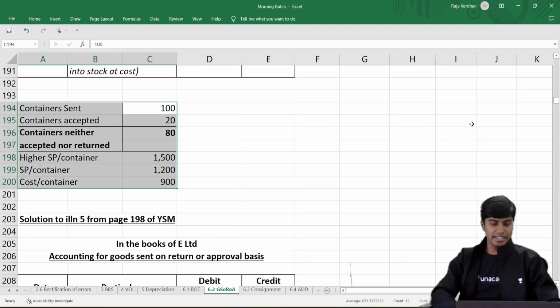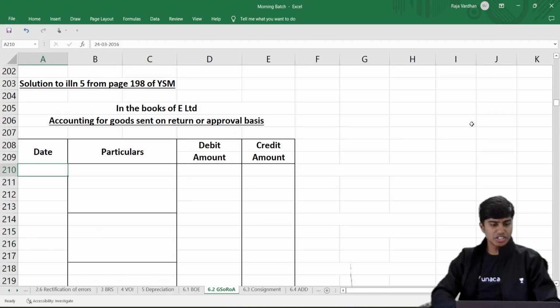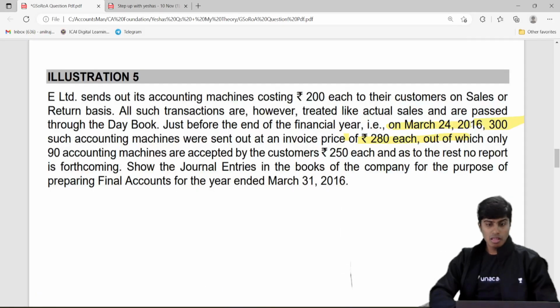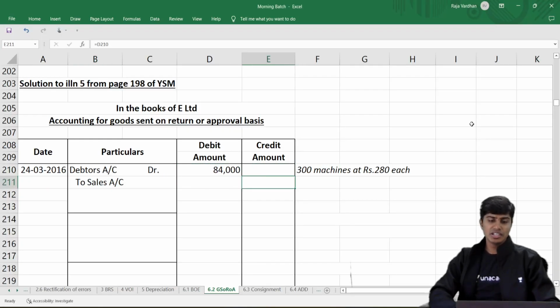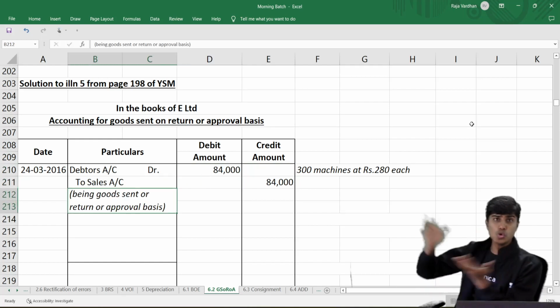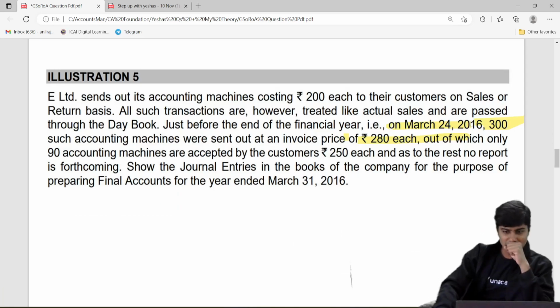Come on, let us write the entry. This is in the books of E Limited. Solution to illustration number 5. I'll write 24th of March. Debtors account debit to sales account. This is 300 accounting machines into 280 each, 84,000, 84,000, being goods sent on return or approval basis. What's happening after that? Out of which 90, oh my cursor is a little invisible.